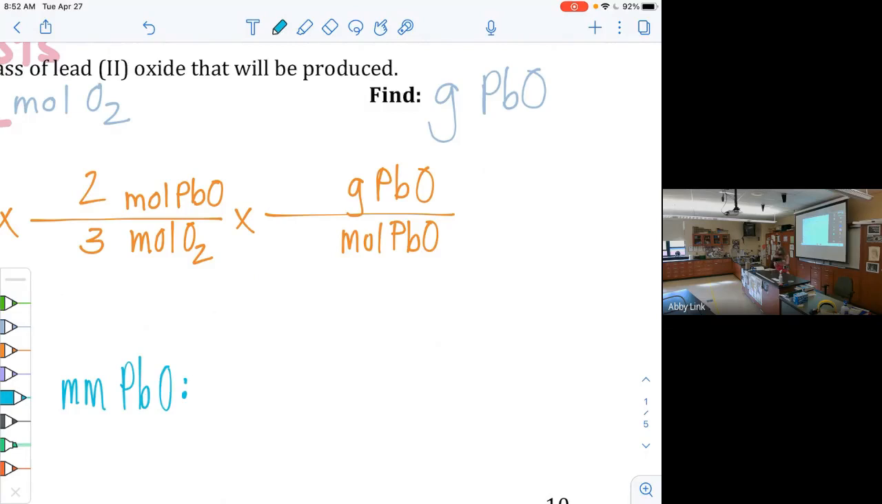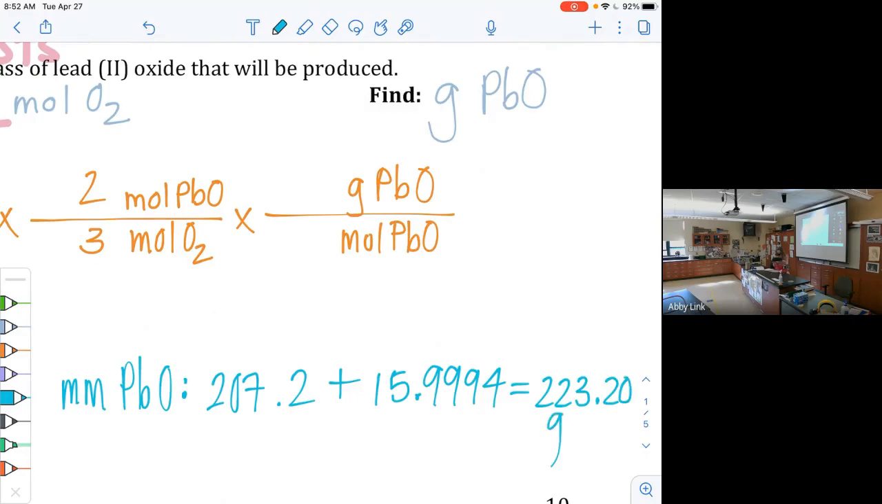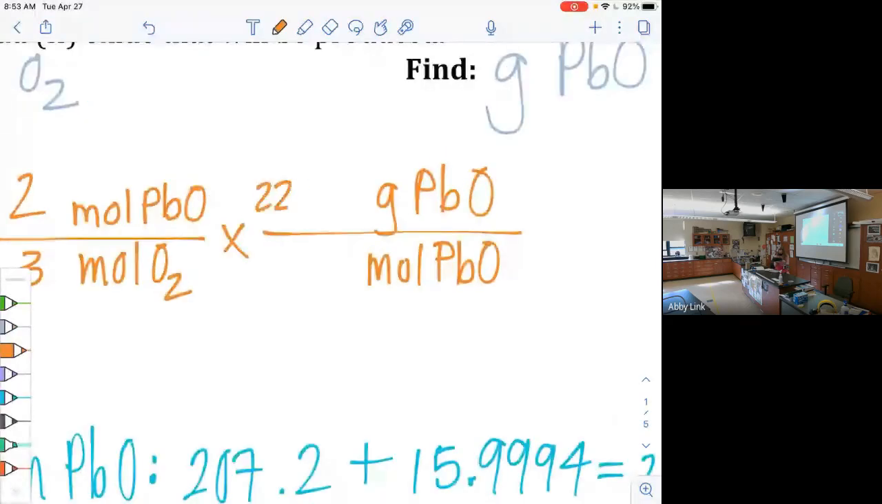All right, lead is 207.2 plus oxygen 15.9994. Rounding that to 2 decimal places, I get 223.20 grams per mole. All right, so that 223.20, let me write that a little bit better, guys, sorry. 223.20, always 1 mole of molar mass.